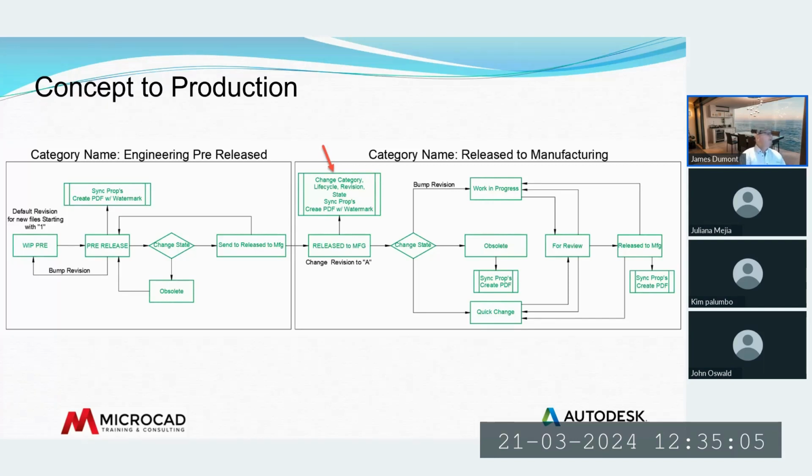So over here is my pre-release state. And this is my workflow, my transitions that a file can be in. WIP, pre-released, I can go to pre-release.